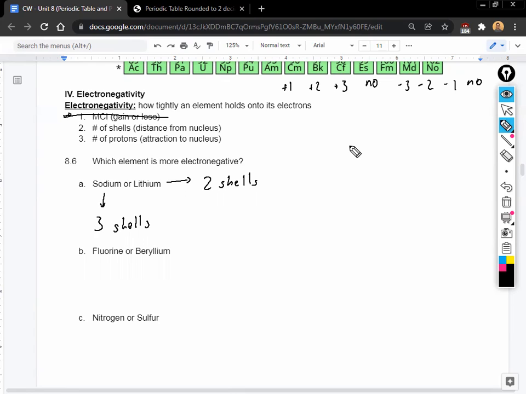So the further away the electrons are, the less electronegative that atom is, okay? So let me write that down. So more shells is going to be less electronegative, right? Because the electrons are further away, right?